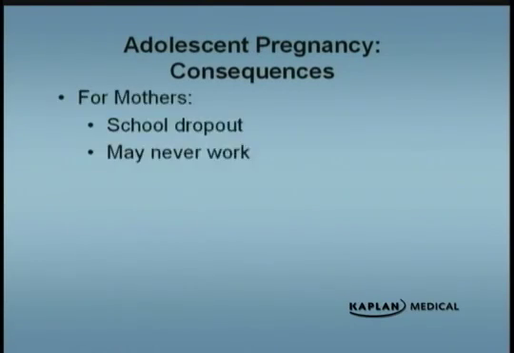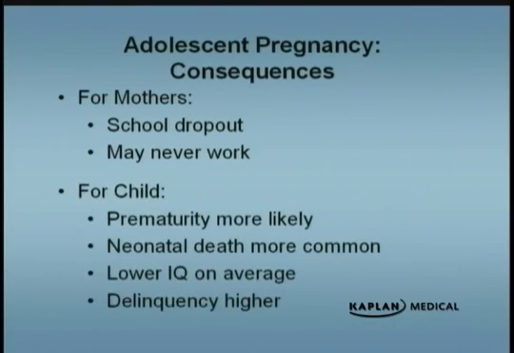What are the consequences of adolescent pregnancy? Well, the key exam issue is for the mother, they drop out of school, may never work, they may not be able to finish their education. For the child, well, prematurity is much more likely. Neonatal deaths are much more common, as we alluded to earlier. There's also evidence of lower than average IQ. Now, I don't mean mental retardation per se, but I do mean lower than the average for the population, and delinquency rates are higher. Delinquency means criminal behavior, misconduct in young people. We don't want to call them criminals, so we call them delinquents instead.